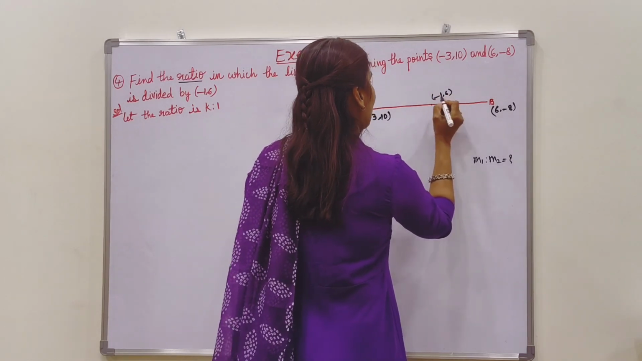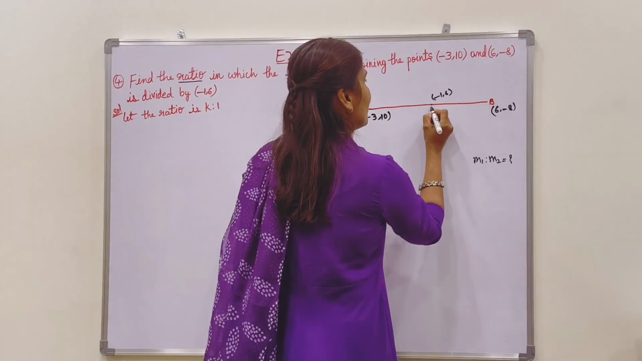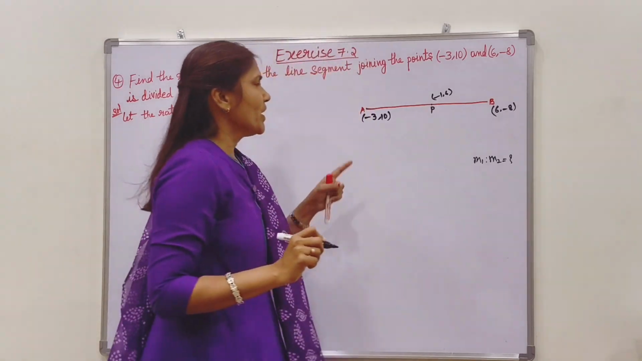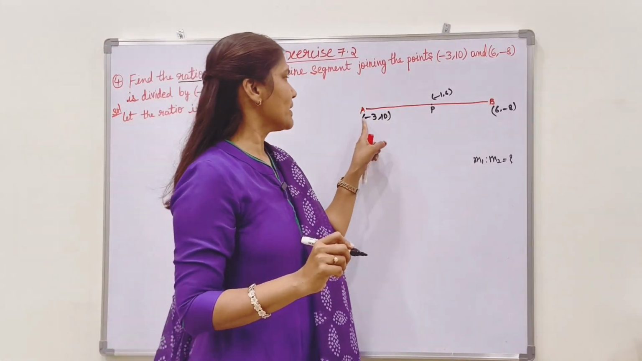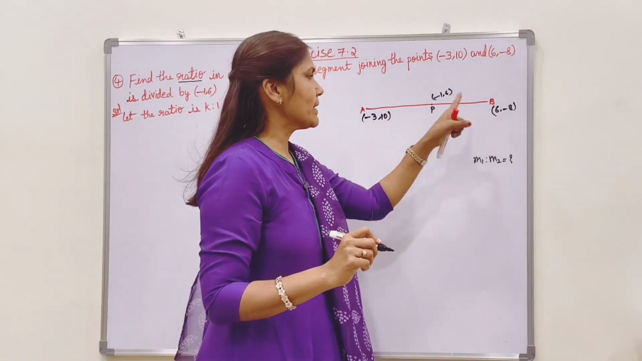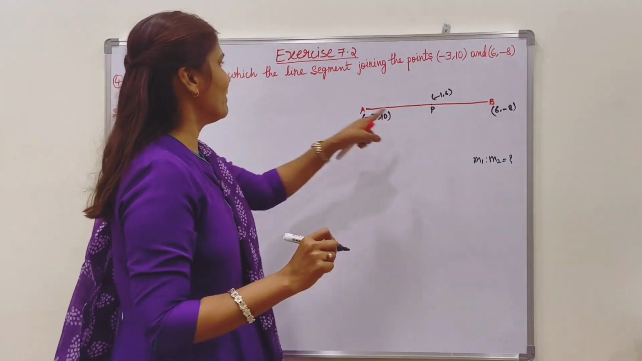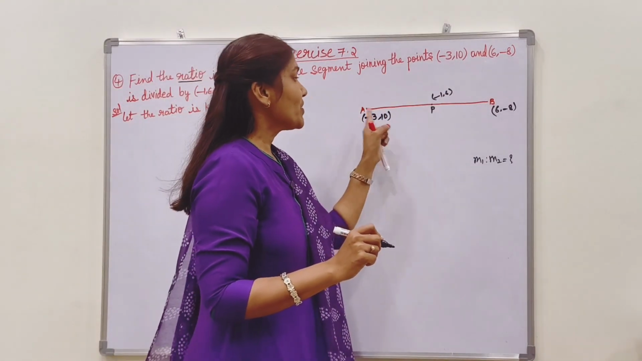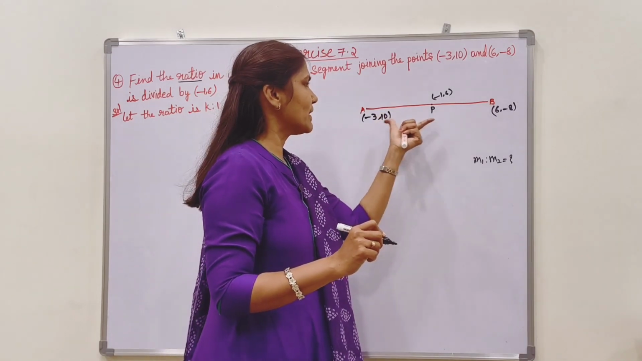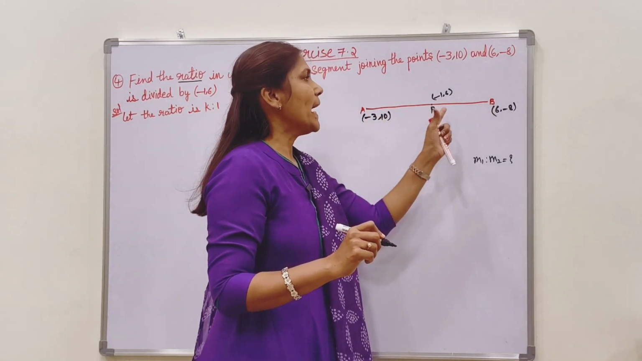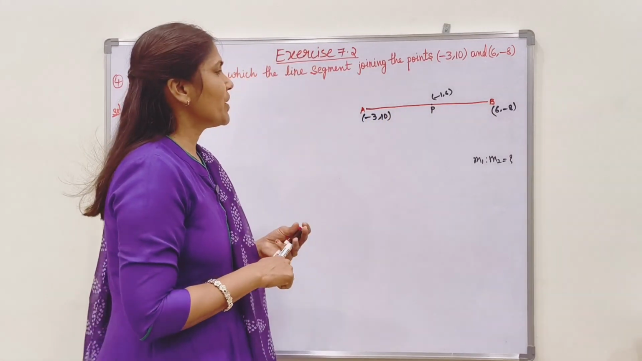Here we will give names. This is A, and here we will give the name P. So this line segment has coordinates (-3, 10) and (6, -8), and it is divided by the point (-1, 6). Now we will find the ratio of AP to PB.